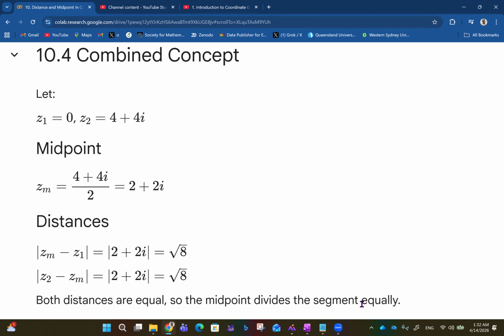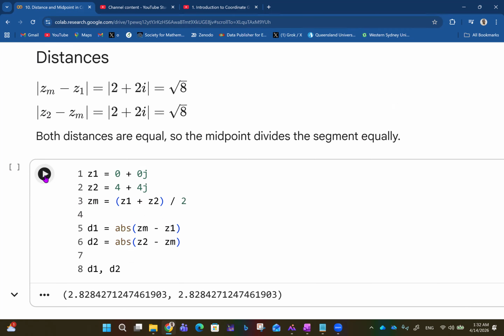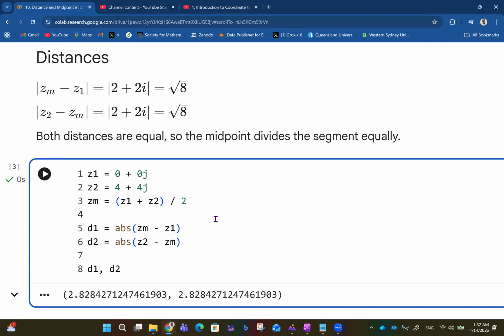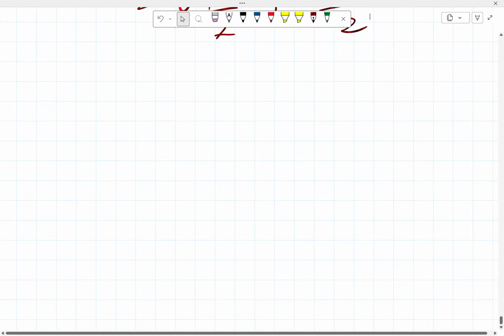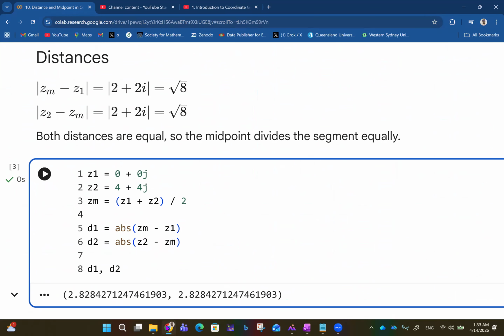So that's the essence of what a midpoint should be doing, right? That's exactly the kind of idea we have here. Midpoint means that if this is a midpoint, the distance from here to here is the same as the distance from here to here. This and this are the same. That's what the concept of midpoint is about.